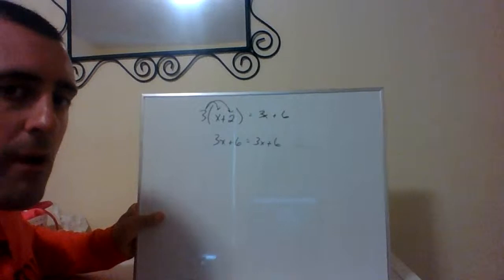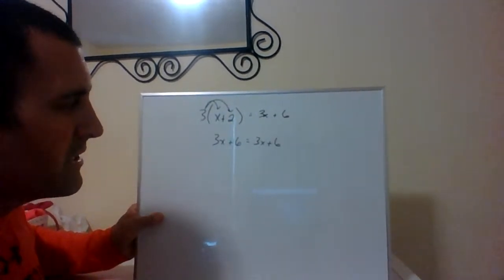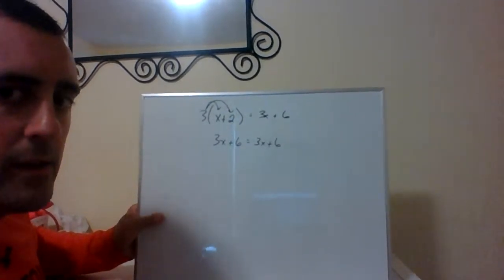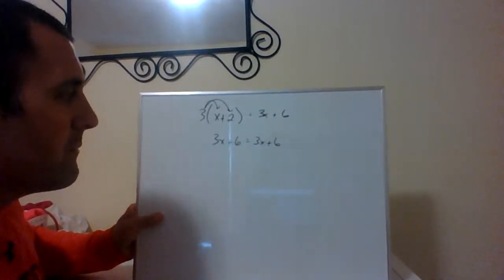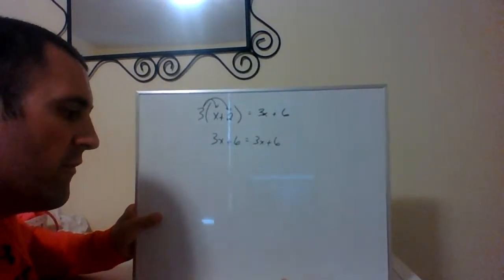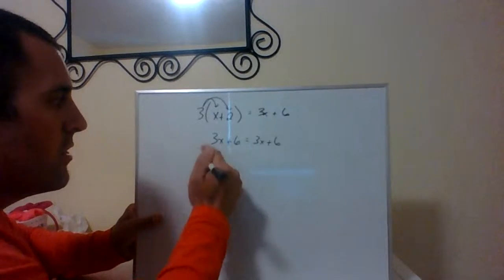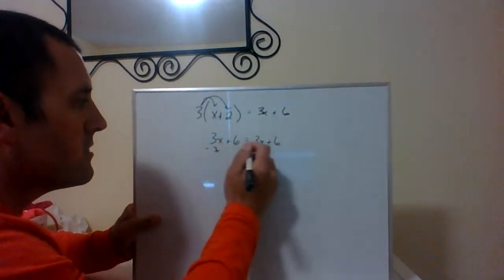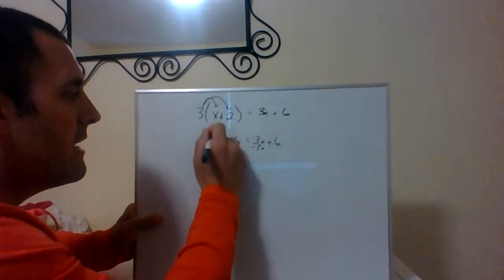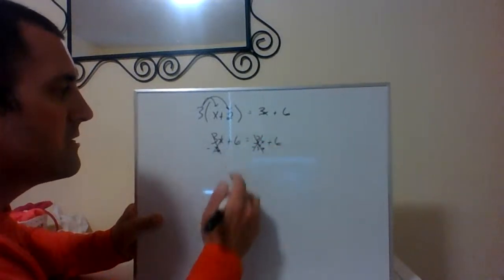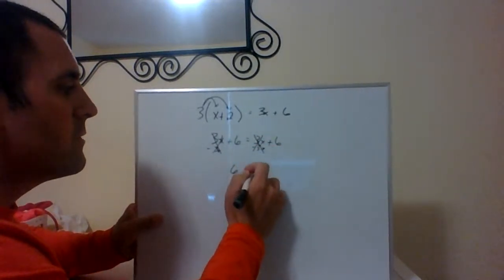So you can tell right away something's going on. 3x plus 6 equals 3x plus 6. You're like, wait a second. You should know what's happening, but let's continue to follow the rules. We'll get the x's on one side. So we're going to subtract 3x from both sides. That eliminates this, but it also eliminates this. We're left with 6 equals 6.